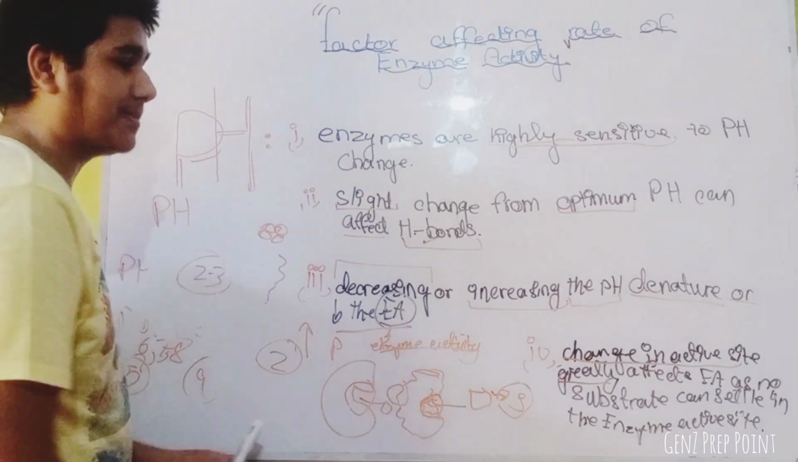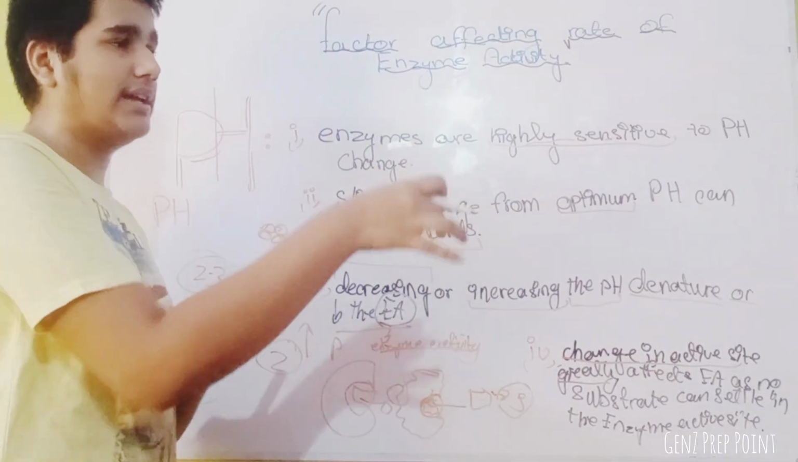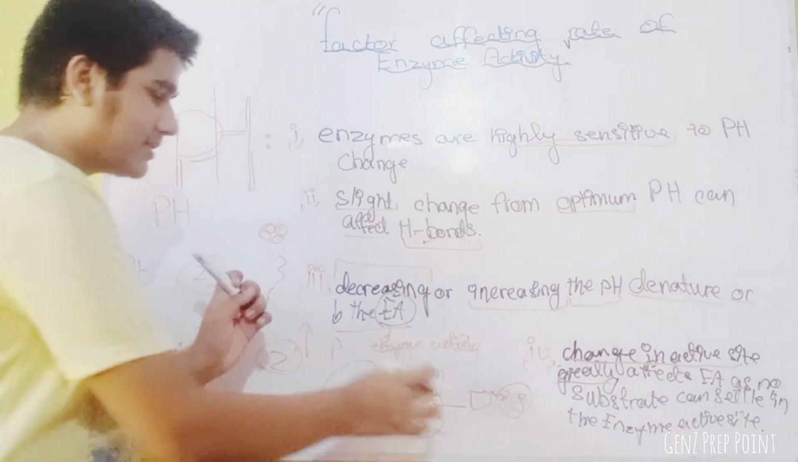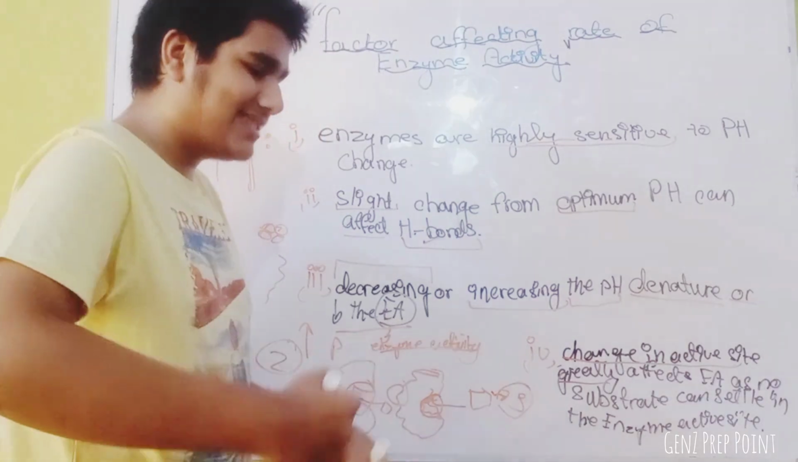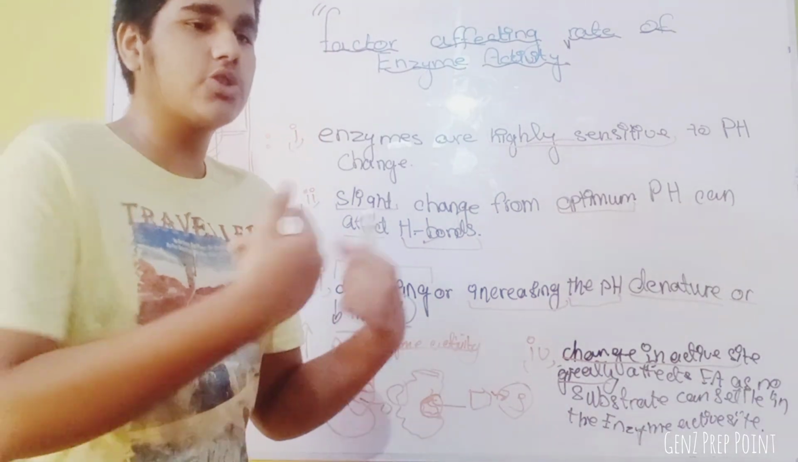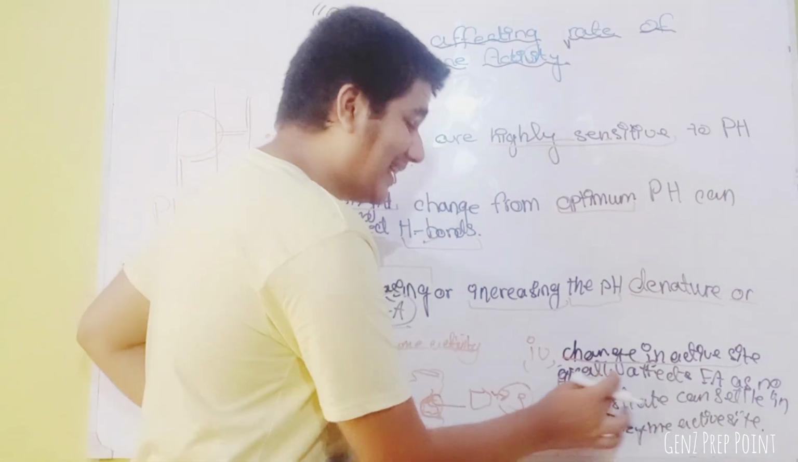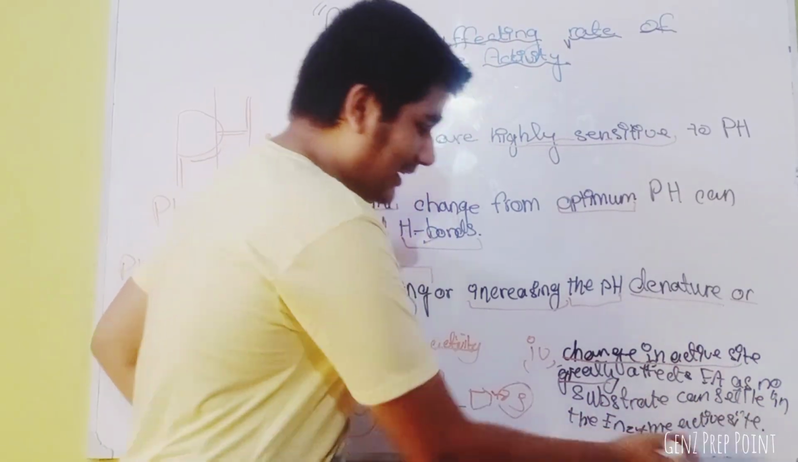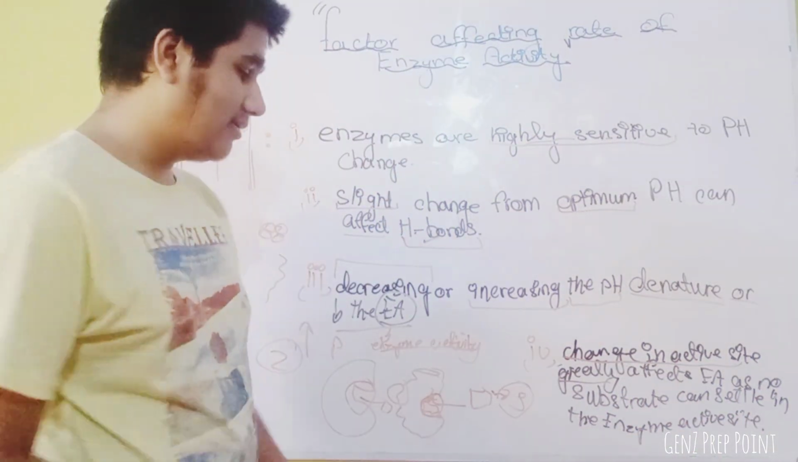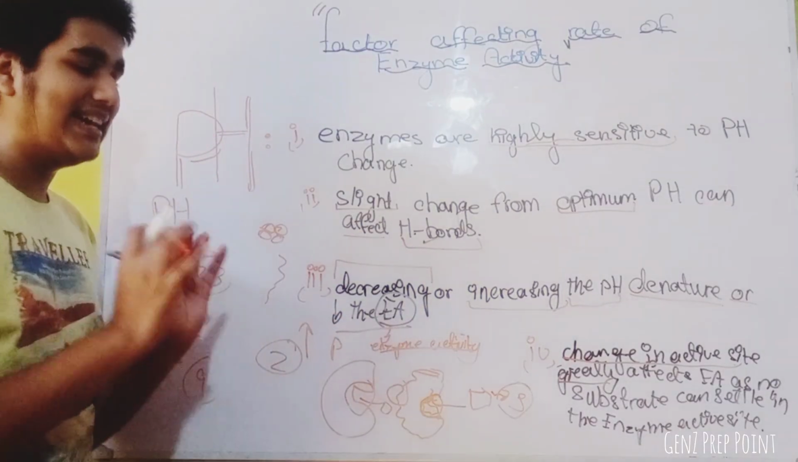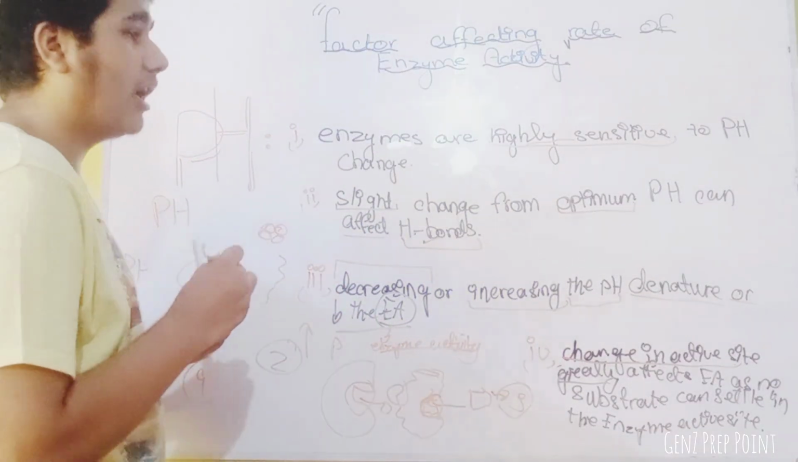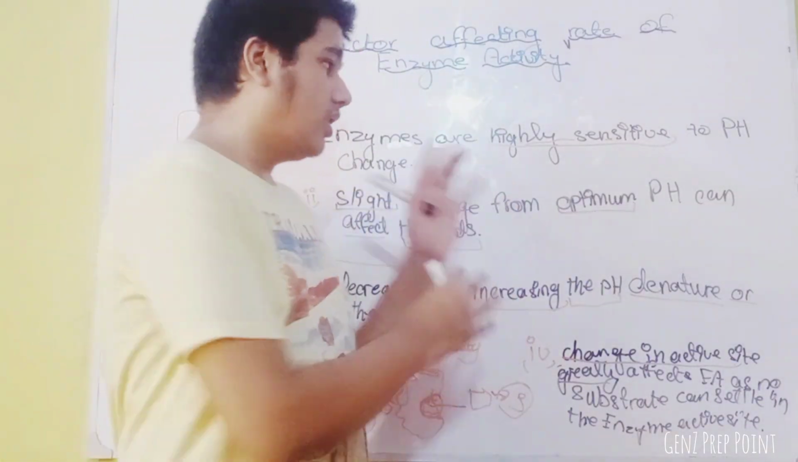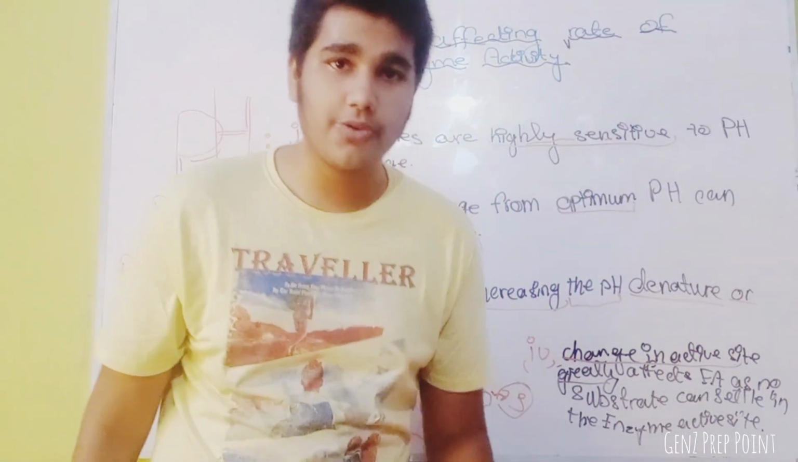Now this substrate has to wait or depend on another pepsin enzyme, which is already busy. So this greatly affects the enzyme activity, as no substrate can settle in the enzyme active site. This enzyme is permanently denatured. I hope you all understand this whole topic. So thank you for watching my video, guys.